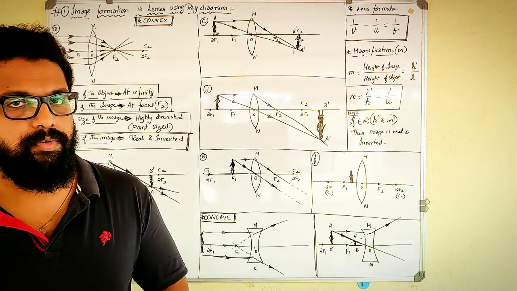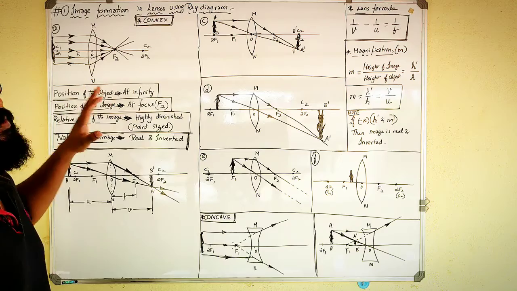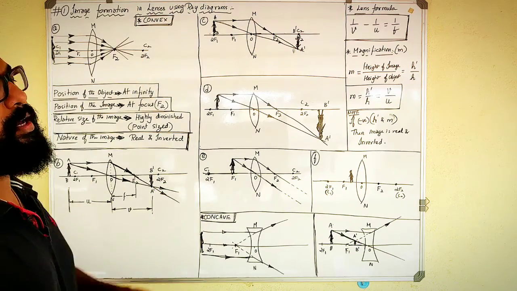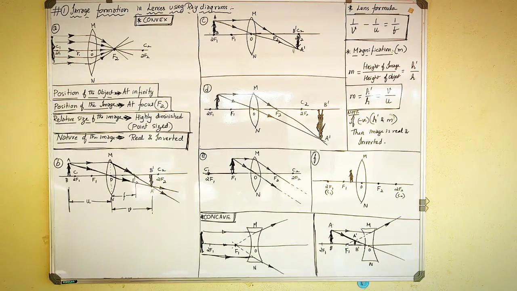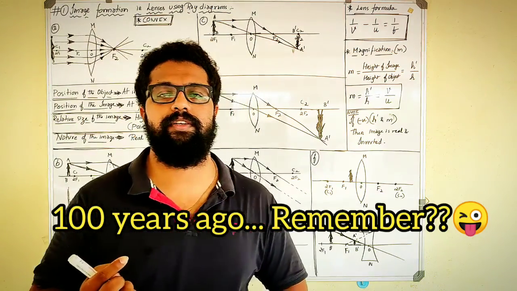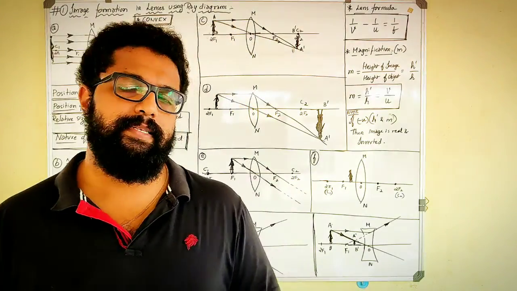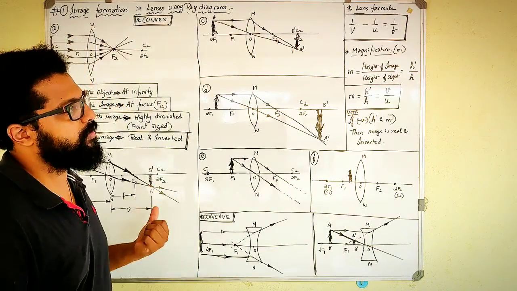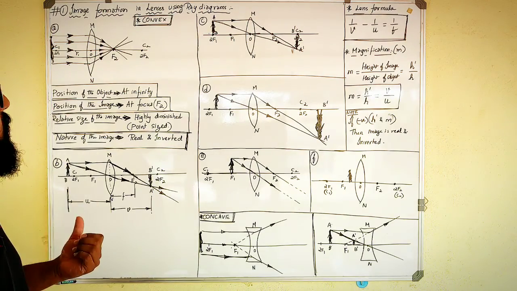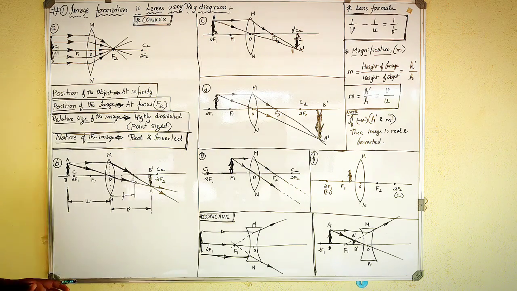Yes, so we will make use of those rules and understand how the image is formed in lenses using ray diagrams. You have already studied the image formation in mirrors using ray diagrams, correct? It's the exact same way we are going to make use of ray diagrams and understand the image formation using lenses. Okay, let's begin with the first one.